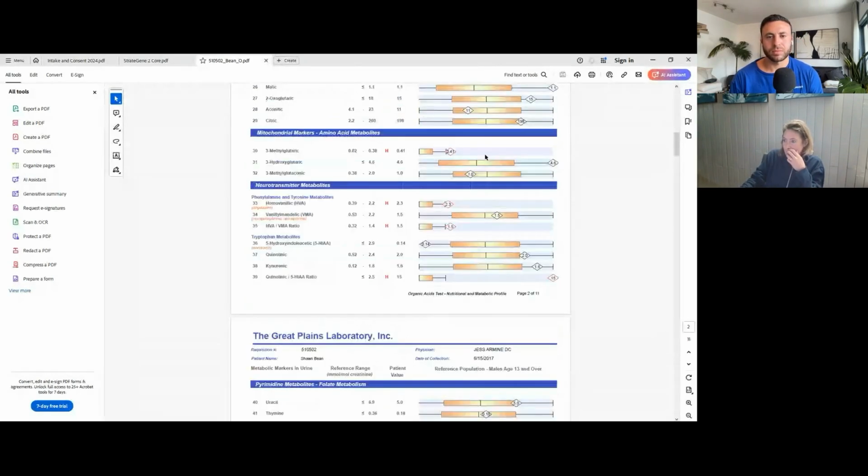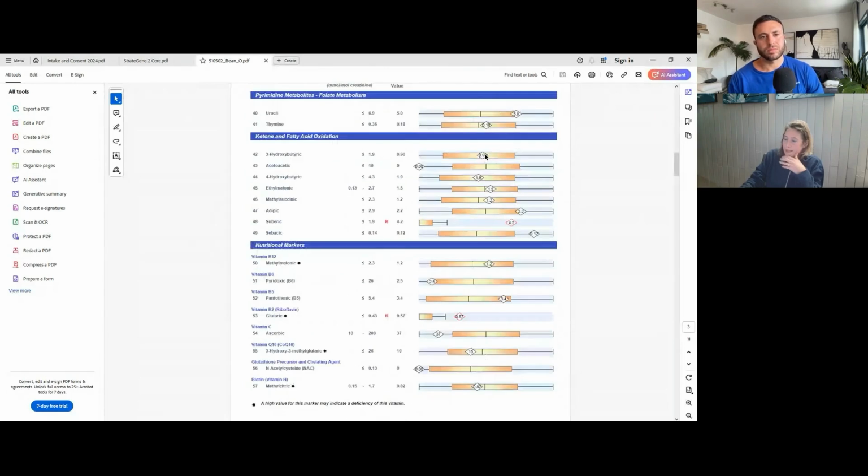So for instance, if we go back here, and again, you've got to take things in context. If you had, let's say, high adipic, suberic, and sebacic acid, then that would say to me you may not have enough carnitine to take those fatty acids that you've now broken down, get them into the cell, and burn them for fuel, right?